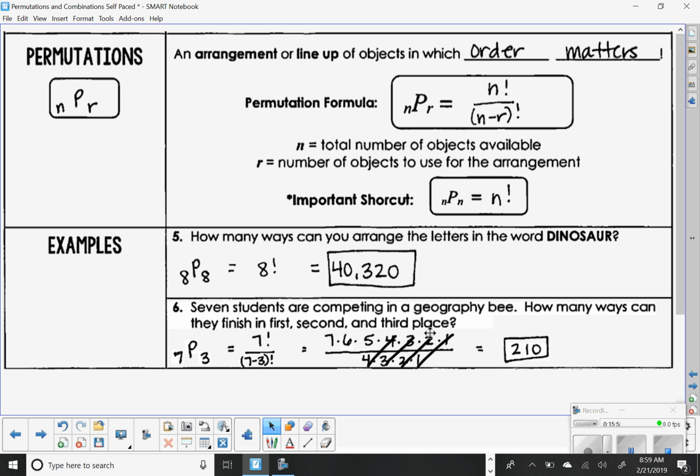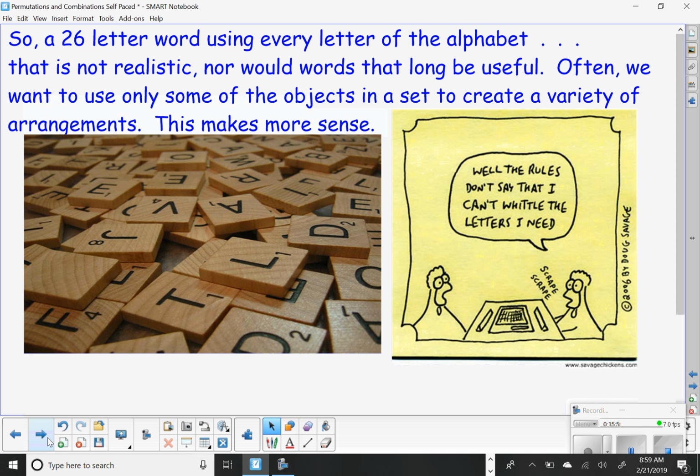Now, while this is convenient in a way to simplify things, we're going to look at some ways to do it on the calculator in just a minute. But pause with your note-taking now. You did your examples down to the bottom of the page. What I want to do is talk about some other examples just to give you some more things to think about. So a 26-letter word using every letter of the alphabet is not realistic, nor would words that long be useful. Often we want to use only some of the objects in a set to create a variety of arrangements. That makes more sense.